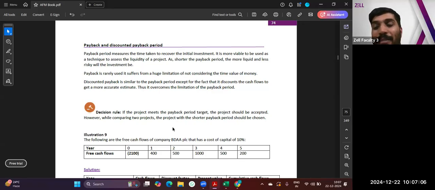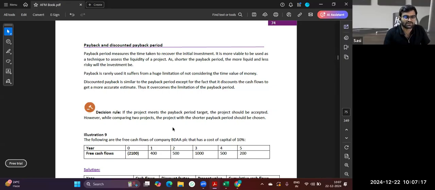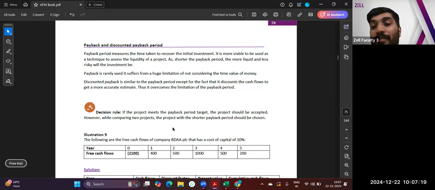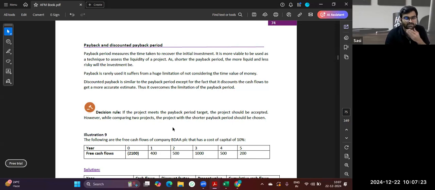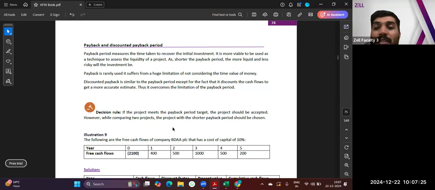You are calculating the payback period for your project. How do you know this is a right payback period, a lower payback period, or a higher payback period? Compare with another project. Compare with another project, a similar project. We call it a similar project.